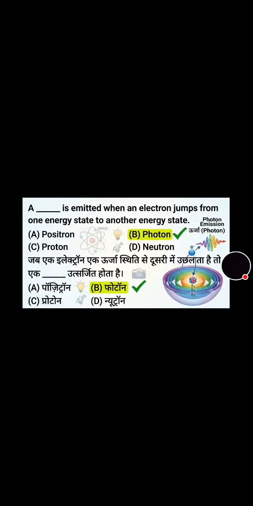Now move towards the next question. A dash is emitted when an electron jumps from one energy state to another energy state. And its correct answer is option B, that is photon. Now we will move towards the next question. Dash of a material is defined as the change in resistance in ohms per degree Celsius rise in temperature. And its correct answer is option A, that is temperature coefficient.